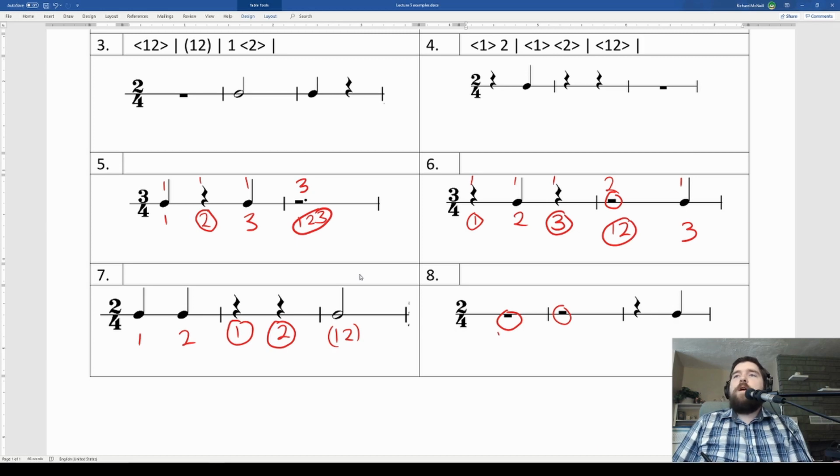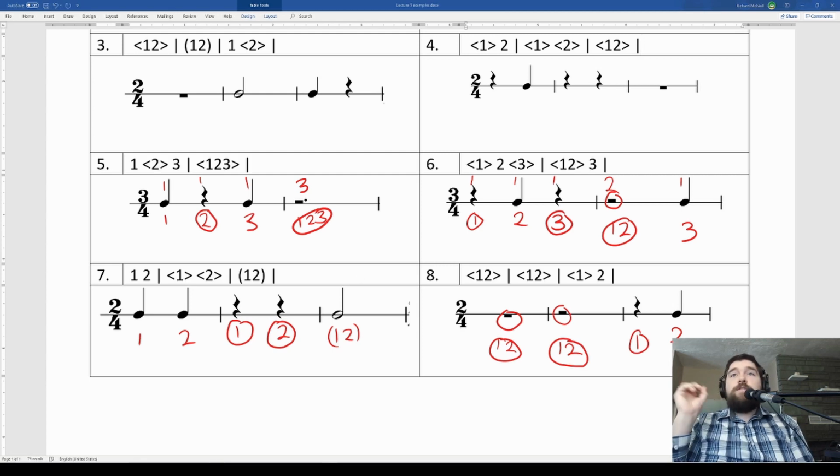Okay, now I'll go ahead and write them out. Both of these measures actually look the same. And then we have beat 1 right there, and beat 2 right there. Alright, that's all there is to the counting in 3/4 and 2/4 time. Alright, so here all of our answers are done for this. And that's all there is to counting in 2/4 and 3/4 time.